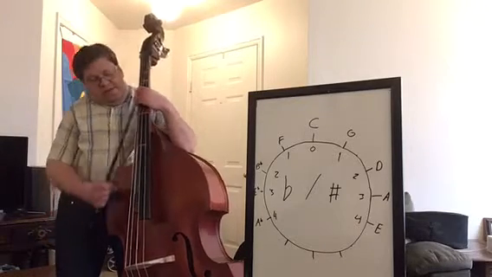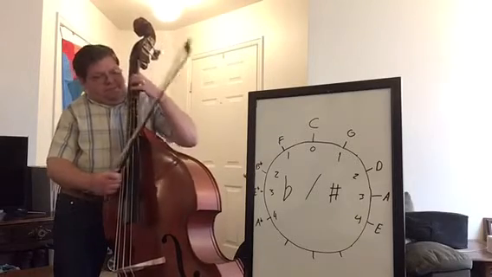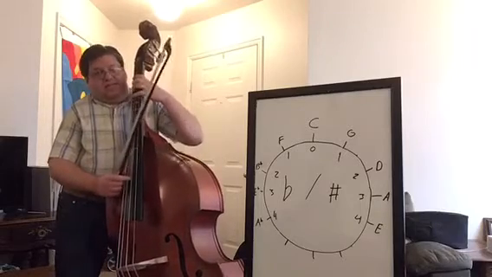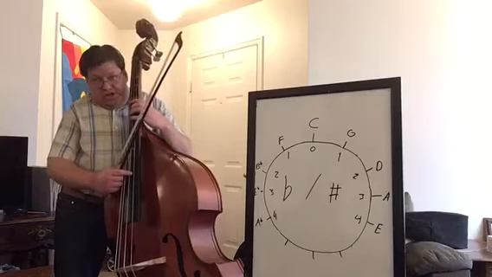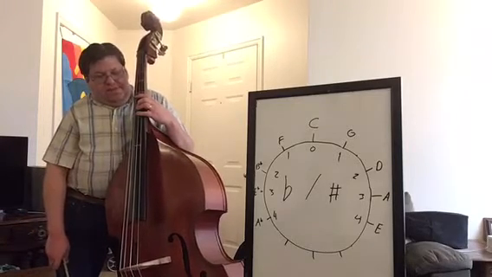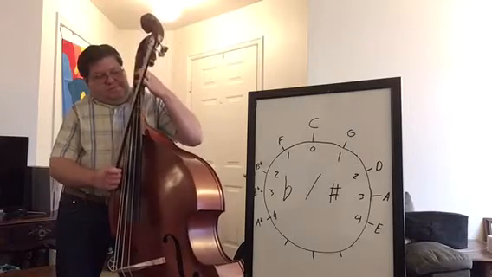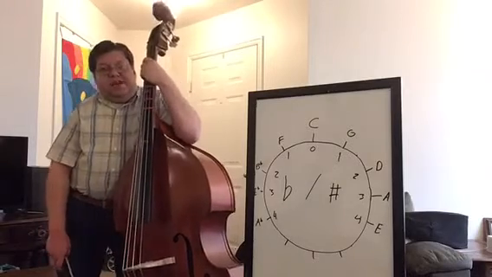So if we're talking about A major, say the names of the notes: A, B, C sharp, D, E, F sharp, G sharp, A. Okay? The fifth of the scale would be E, right? So E would be the dominant of that scale.